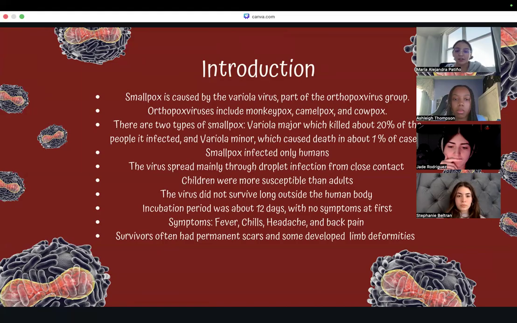The virus did not live long outside of the body, and the sickness started about 12 days after someone got infected. And at first, there were no signs. So then later on, the people got fever, chills, headaches, and back pain. Also, many people who lived through smallpox had scars, and some of them had other problems with their arms or legs.